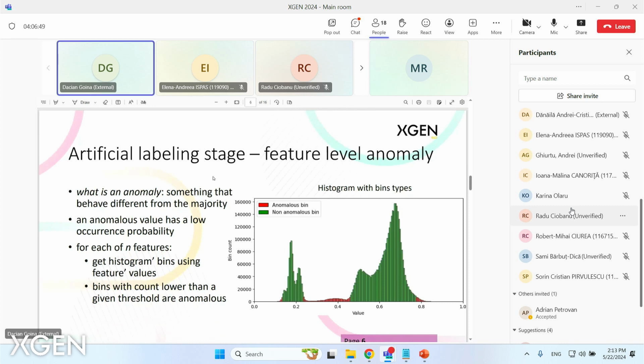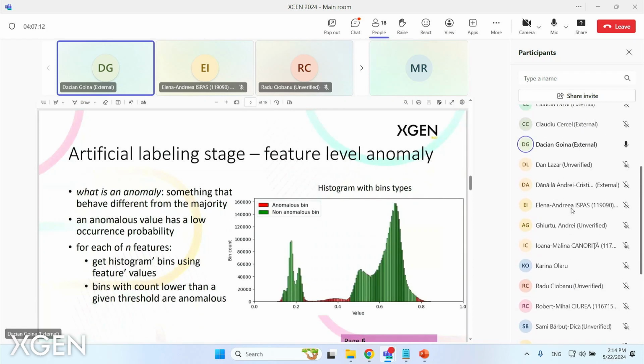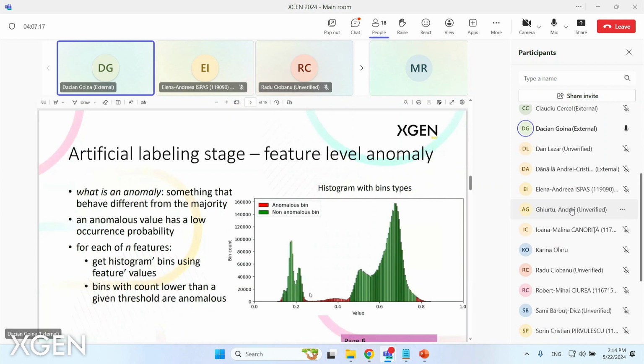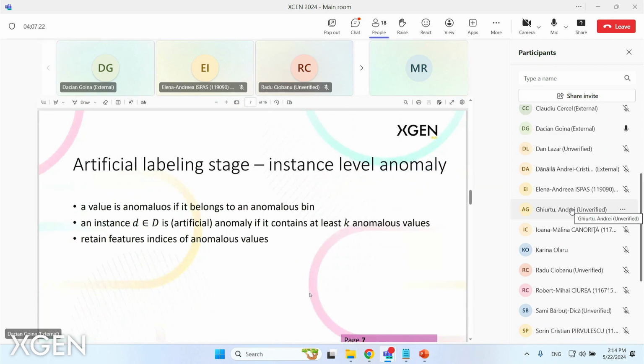So in this way, we can estimate the probability distribution function, let's say with the histogram approach, as you've seen in this image, and then look for the values with low probabilities. So for each feature of the dataset, we estimate the probability distribution using the histogram, and then we look for the values with low probabilities because they are not so common, so they could be anomalies.